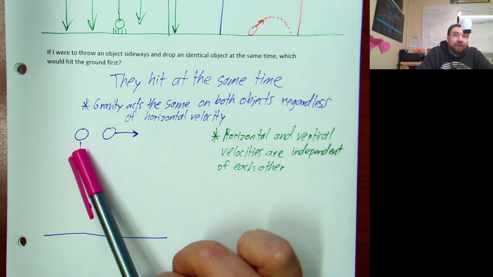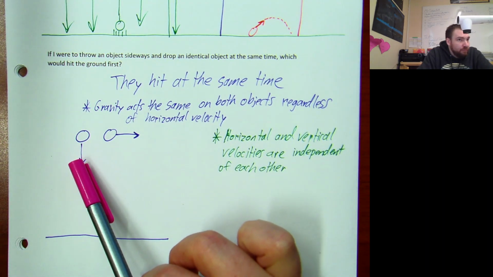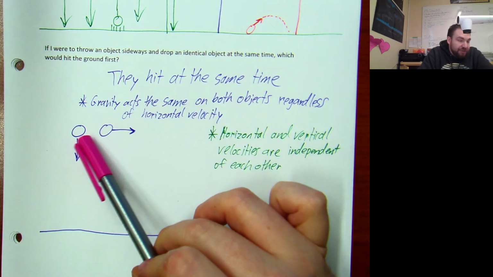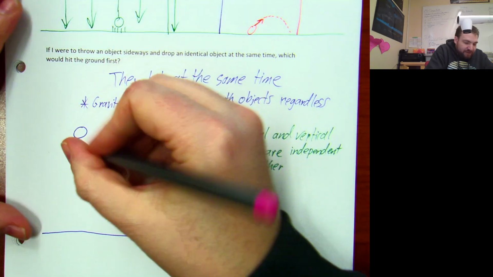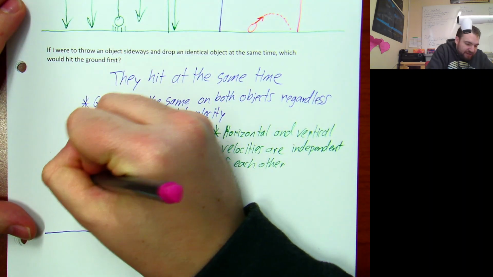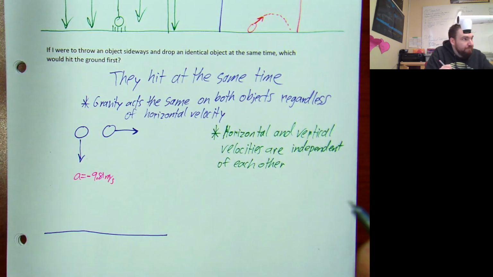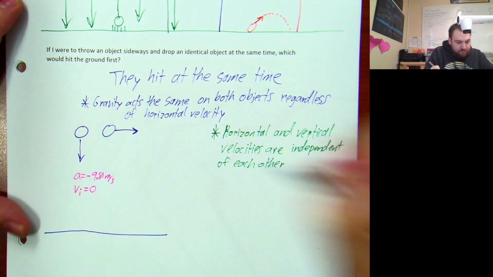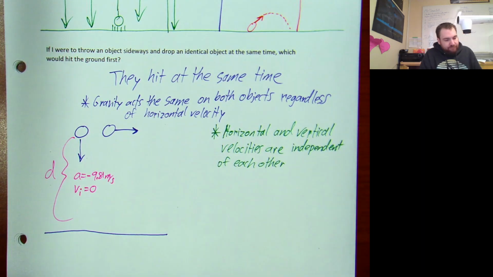For this object here, what do we know is true? If I'm going to turn this into a kinematic problem now, what can you tell me about this object right here? The acceleration for this object is negative 9.81 meters per second squared. Initial velocity is 0. And I don't know what the height is, but let's just call this d. Don't know what the final velocity is.